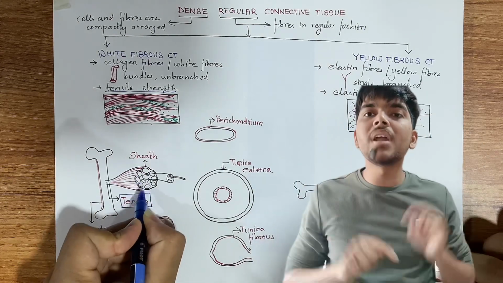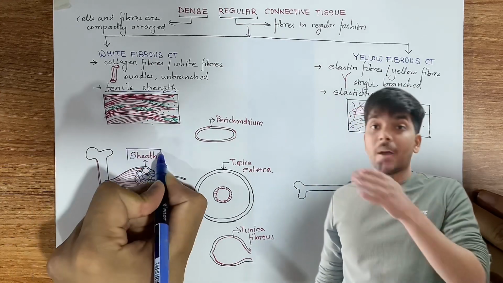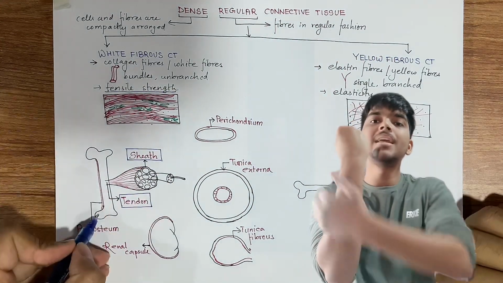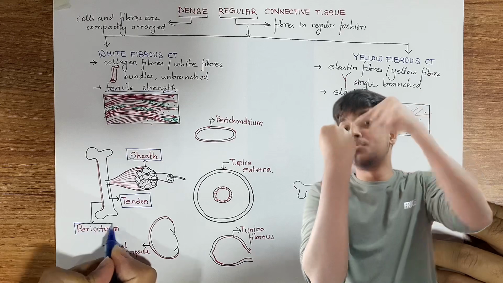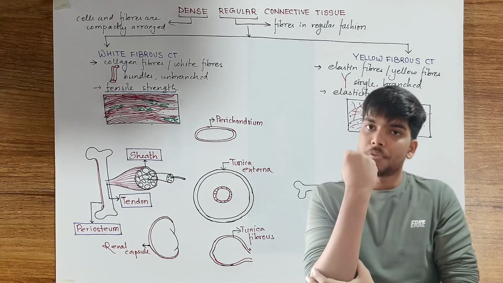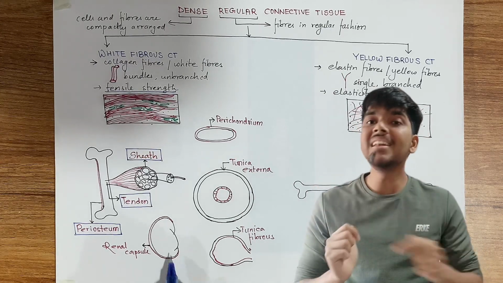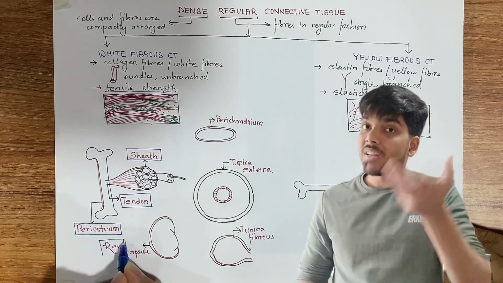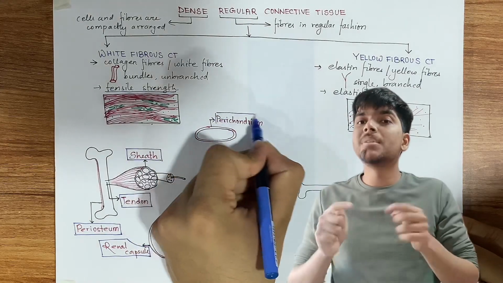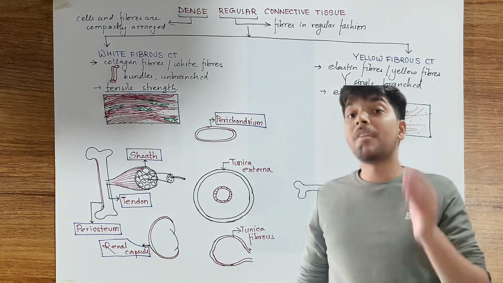Not only that, the muscle that is attached to the bone contains bundles, and these bundles are covered by a protective sheath called the muscle bundle sheath, which is also made up of white fibrous connective tissue. The bone itself is covered by periosteum, where peri means periphery and osteum refers to bone. So at the periphery of bone, there's a periosteum for protection, which is also made up of white fibrous connective tissue. Then there's your kidney, which is covered by the renal capsule, which is made up of white fibrous connective tissue. And then there's your cartilage, which is covered by perichondrium. Peri means periphery, chondrium refers to cartilage. So that's also made up of white fibrous connective tissue and provides protection.